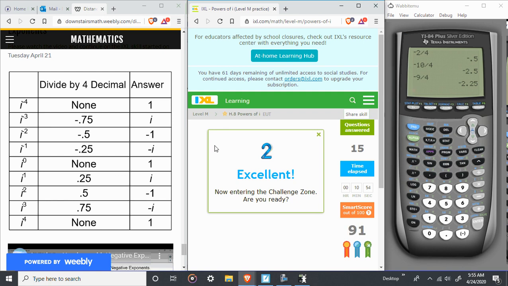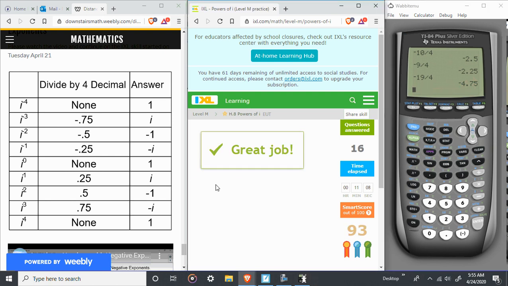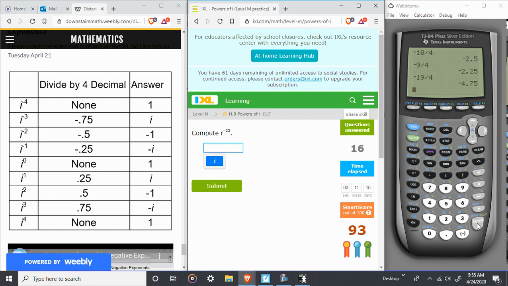Okay, so that's about all it takes. Negative 19, again, negative 19 divided by 4. Let's take a look. It's negative and ends in 0.75. The answer is i. Okay, so again, you guys should be able to take it from there.